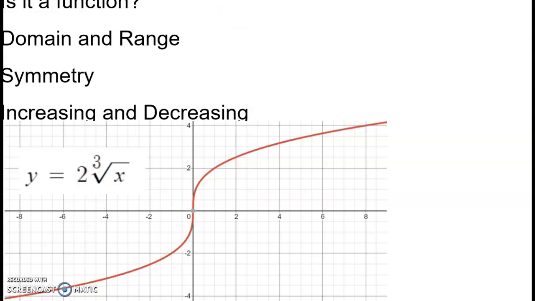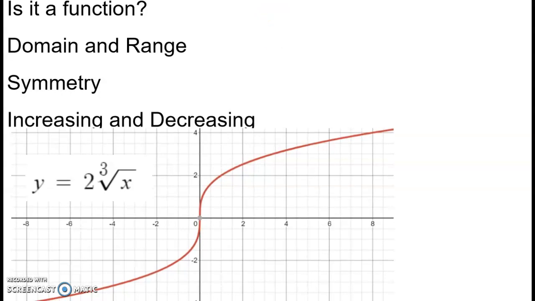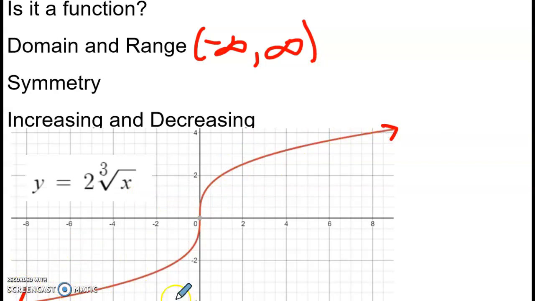Okay? Here's another function. Yes, it's a function. Domain and range look like all reals again. Okay, didn't give you rough functions here. Okay, we're going forever in each direction. This is the graph of 2 cubed root of x. Okay. Symmetry. What do you think? If I fold it right on the y-axis, no, it's not quite right. But it does have symmetry. It has origin symmetry.